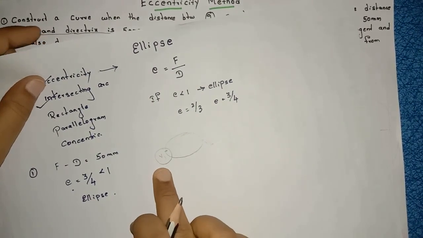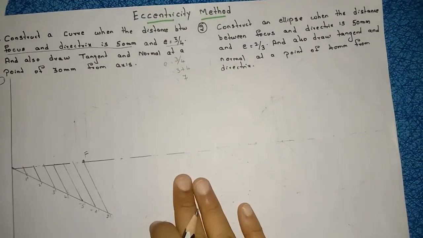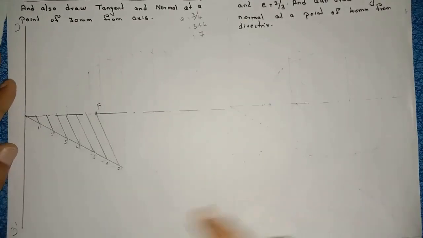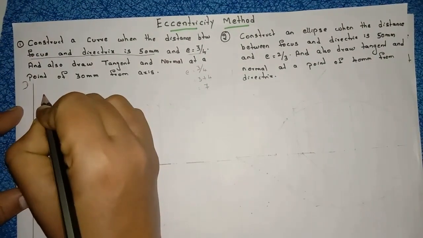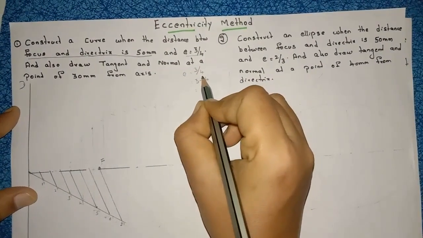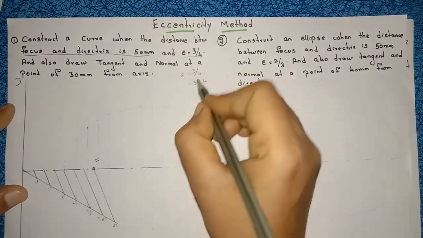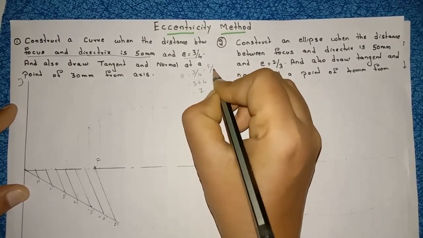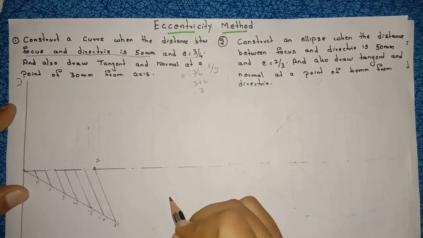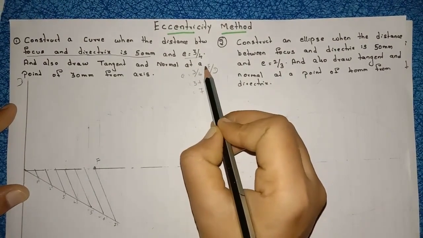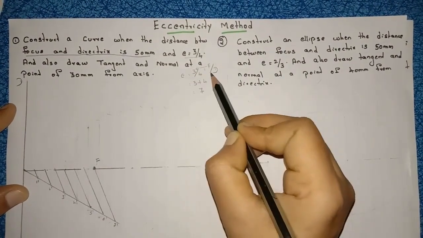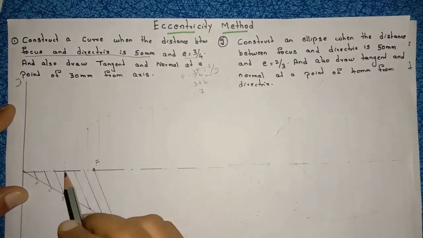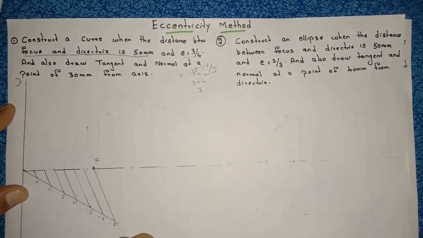So how are we going to mark v1? Based on eccentricity. In order to mark v1, the eccentricity is 3 by 4. So what is the definition of eccentricity? The distance of a point from the focus to the distance of the point from the directrix. That means from the focus you have to mark the third point, from the directrix you have to mark the fourth point in order to get the vertex v1.